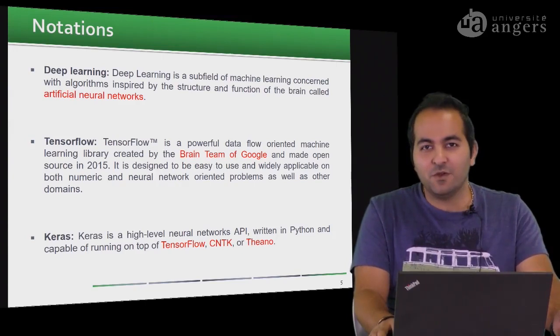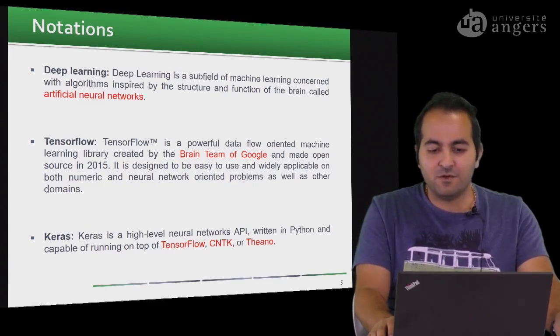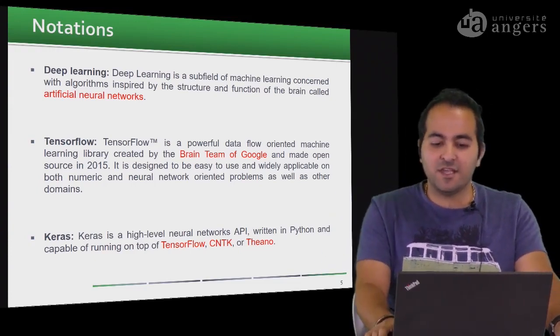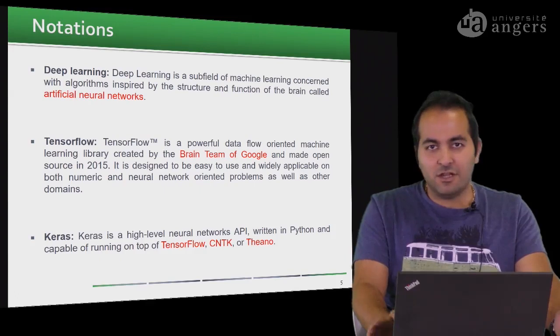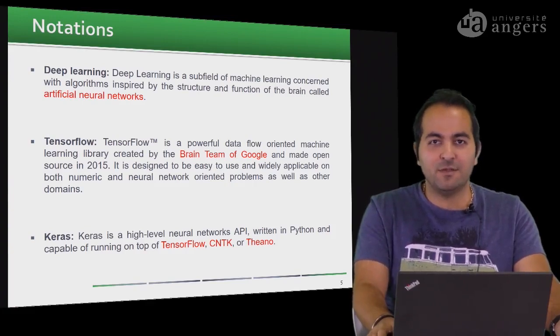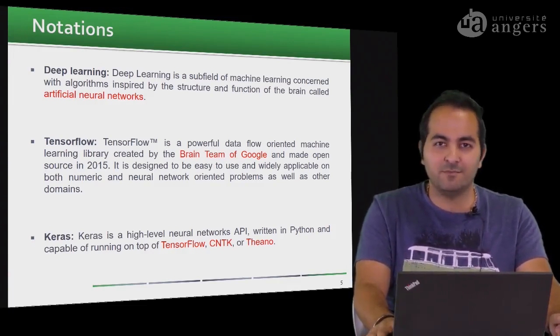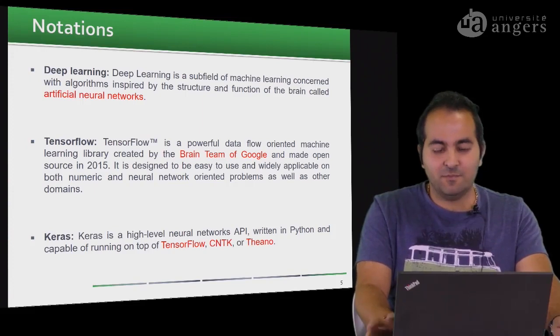The second one is TensorFlow, which we use for this course. TensorFlow is a powerful data flow-oriented machine learning library created by the brain team of Google and made open source in 2015. It is a library that we can use to implement our algorithms in deep learning. You can use other libraries such as Caffe, PyTorch, or any other deep learning platform, but TensorFlow is the newest one, so we will introduce it.